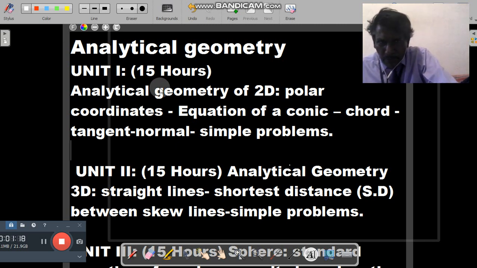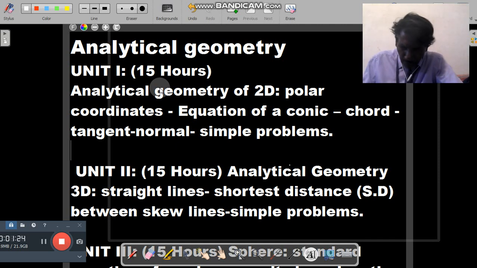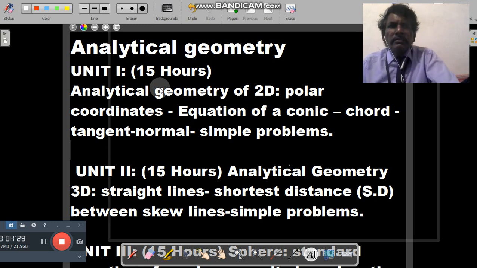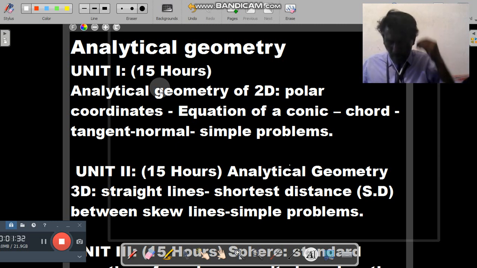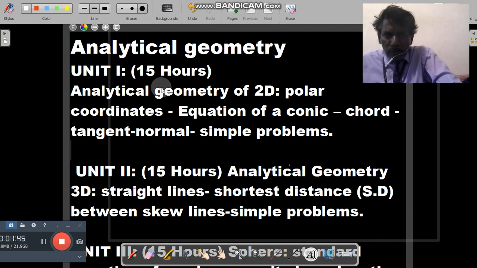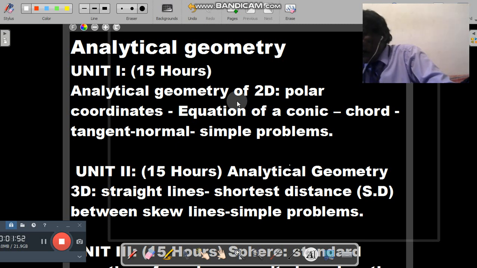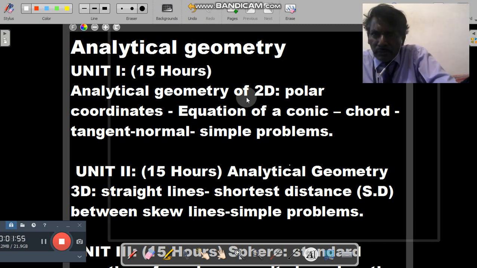Analytical geometry of 2 dimensions. That's what we have to talk about. Now I will adjust the mic here. Okay. So the first unit consists of analytical geometry of 2 dimensions.